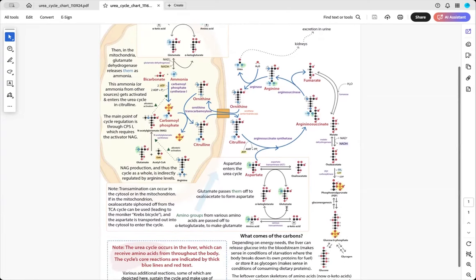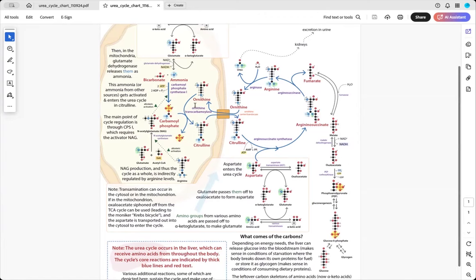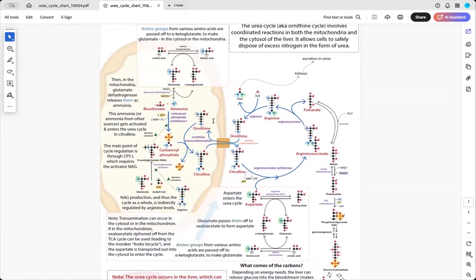The second amino acid is also going to transfer an amino group onto α-ketoglutarate to give you glutamate. But now this glutamate is going to get passed onto oxaloacetate to give you aspartate. So you kind of have these two pass-offs. These transaminations can happen in the cytoplasm or in the mitochondria. And so you can have the amino acids travel through.